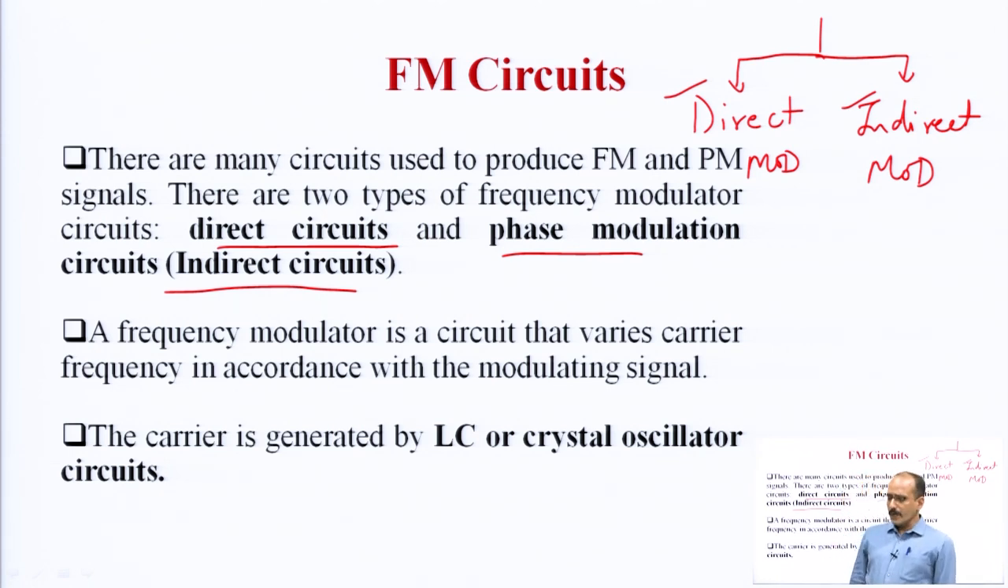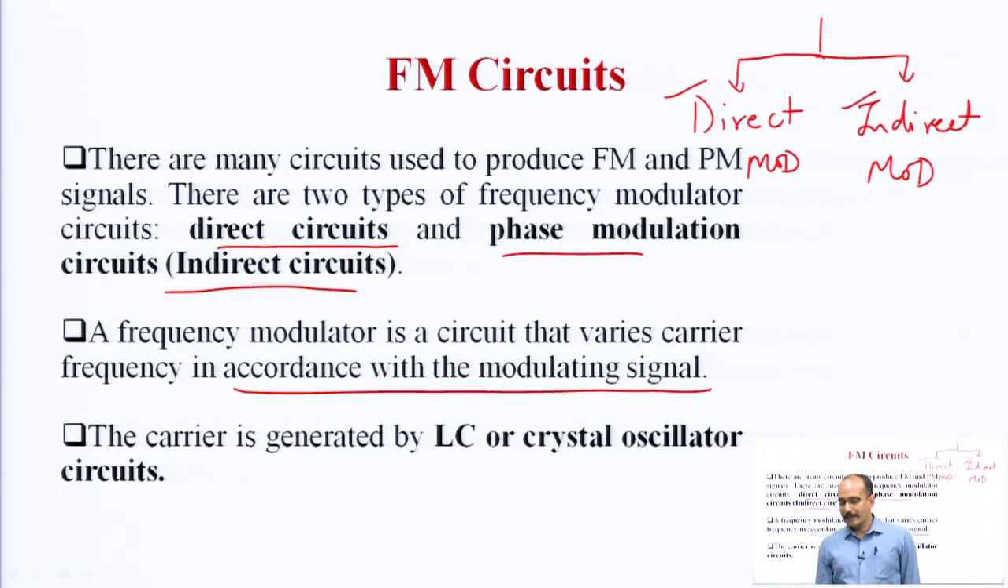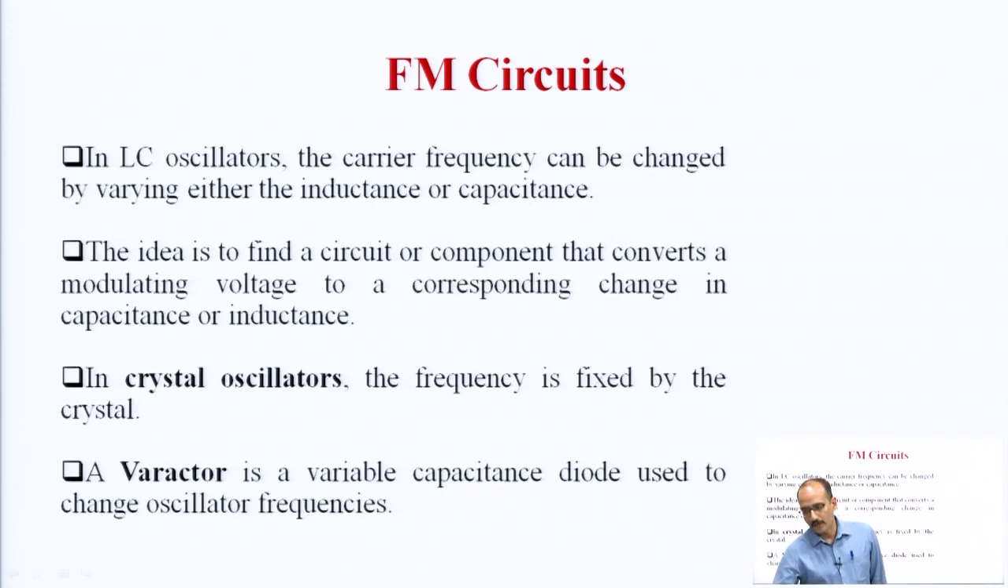Now, in a frequency modulator, the circuit basically varies the carrier frequency in accordance with the modulating signal, and the carrier in this complete technology is generated by LC or crystal oscillator circuits. Now, we are going to describe all of them one by one. So, first of all, what are the key factors of an FM circuit?